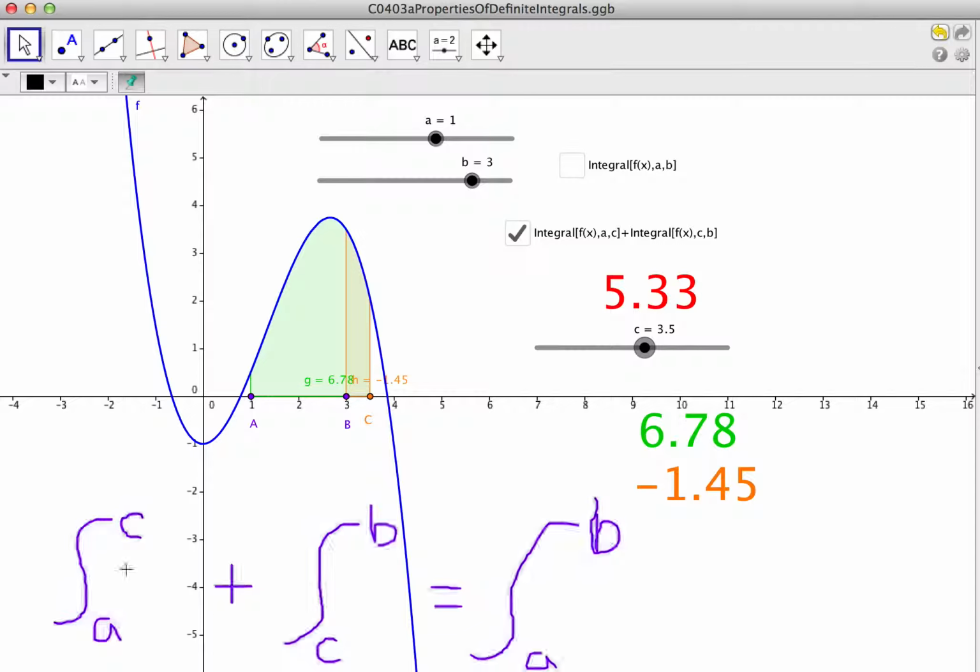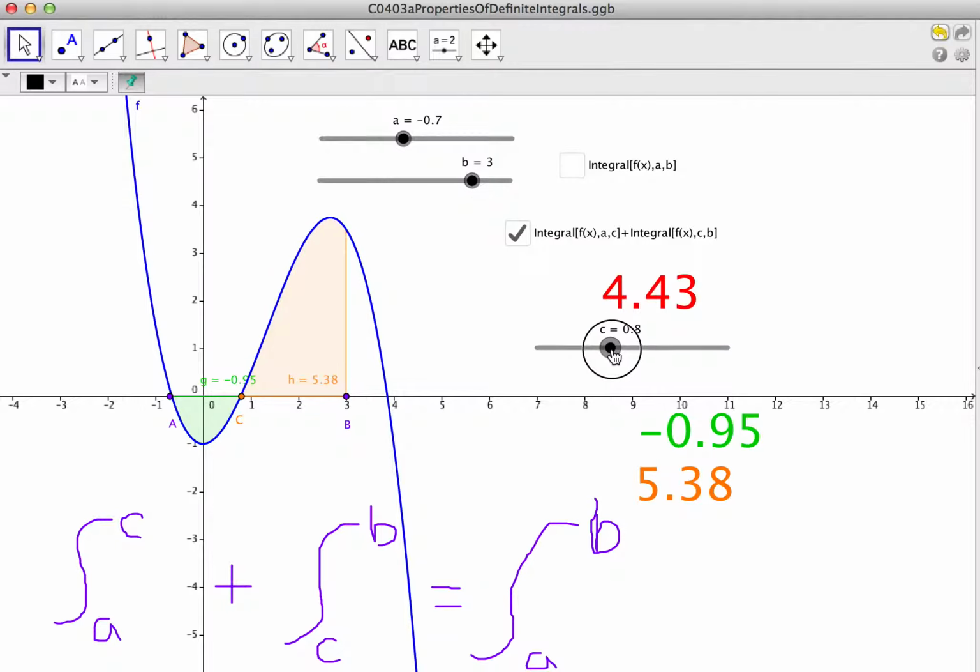Alright, now the real advantage of going from A to C plus C to B instead of A to B is if you have the situation similar to what we have here. Suppose we want, and I'm just going to get these points approximately at certain spots, suppose we want the area from the point A to the point B.